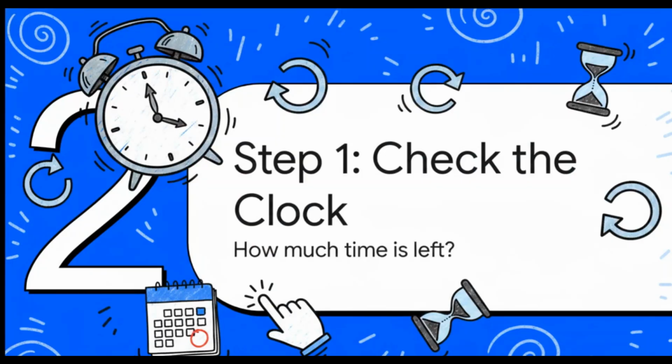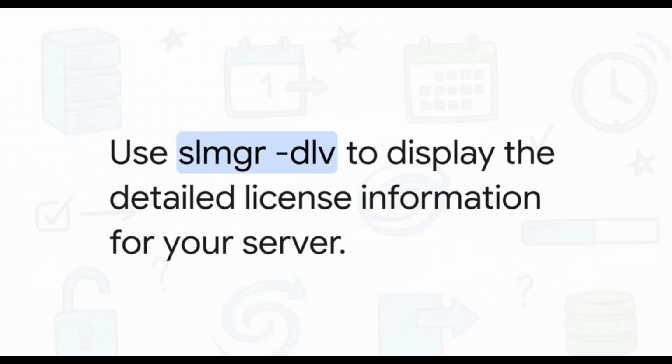All right, so before we go and hit that snooze button, let's first check how much time is actually left on your trial, and, this is important, how many times you can even do this reset. So let's jump right into the first command. The very first command we're going to use is slmgr -dlv. That's SLMGR, a space, a dash, and then dlv. It stands for Display License Verbose, which is just a fancy way of saying, show me all the details. This command is going to pop up a window with everything you need to know.